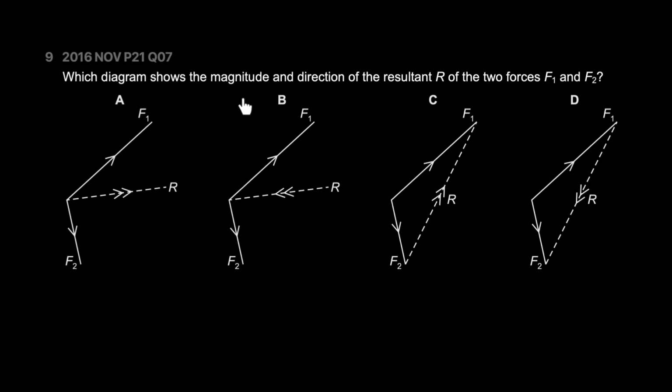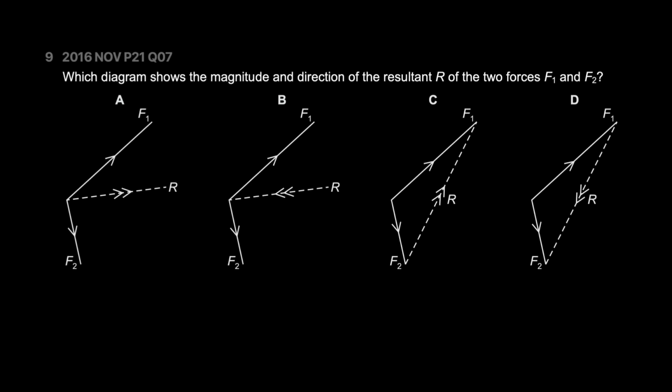Which diagram shows the magnitude and direction of the resultant R of the two forces F1, F2? We have F1, they're all the same, and F2. So essentially, this is F1. I want to take F2. I won't draw F1 again like I did in the previous question. I'll take F2, and I'll just move it in front of F1.